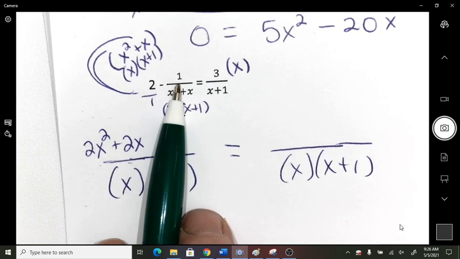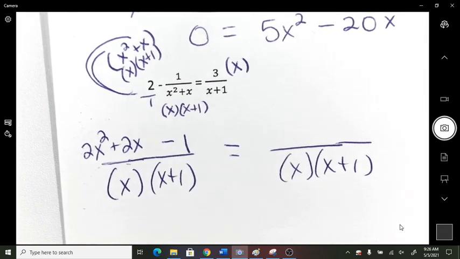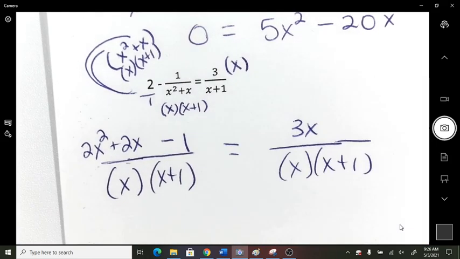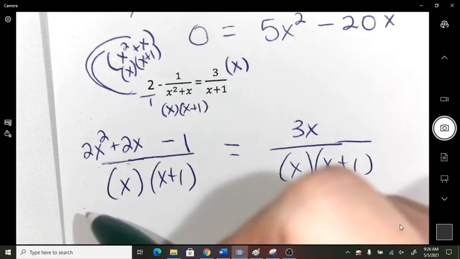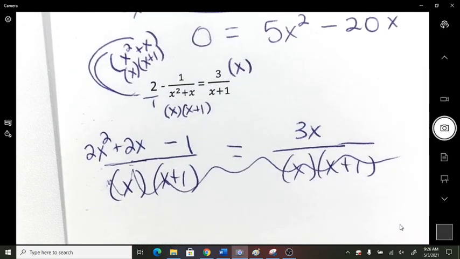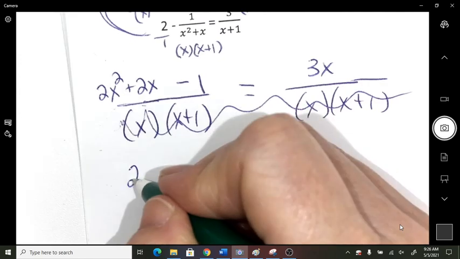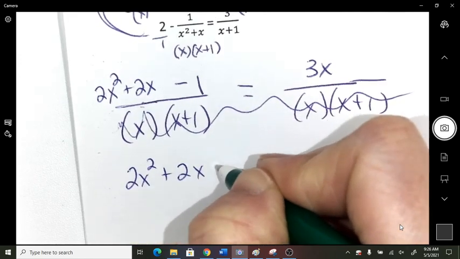We did nothing to this fraction, so I need to leave it. Minus 1 equals 3x. Okay, common denominator drop. So drop it.